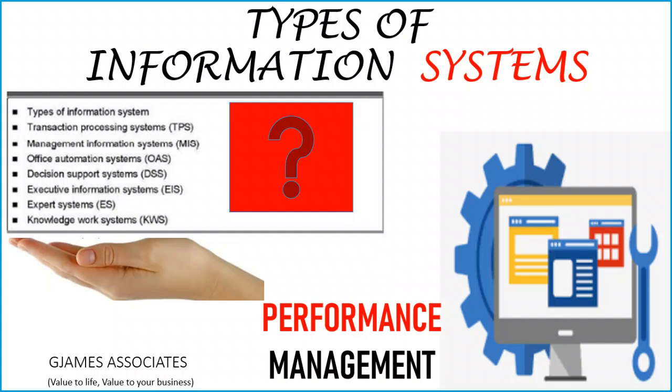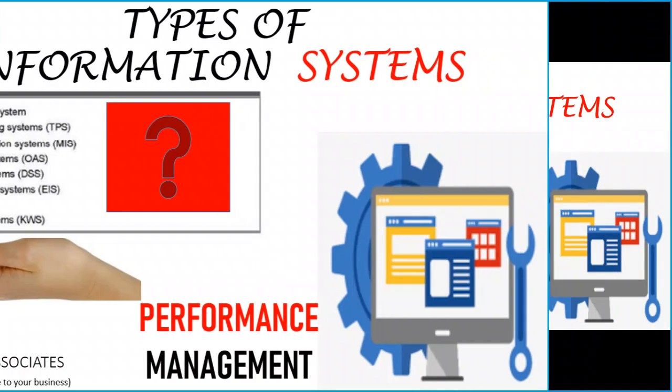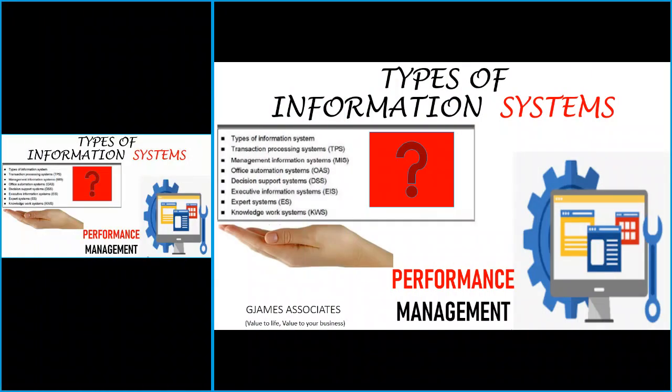Management information systems, you should be able to answer it in details. You should be able to answer in details what office automation systems are. You should be able to answer in details decision support systems. We are going to go into details which at the end of the day you should be able to answer it. Executive information systems, what is executive information systems and how can they help us? Expert systems too. And last but not the least, we are going to talk about knowledge work system.